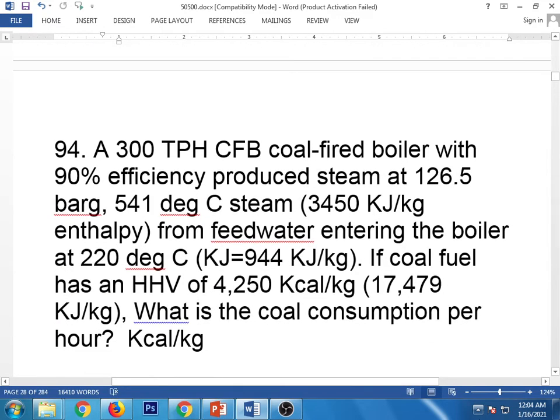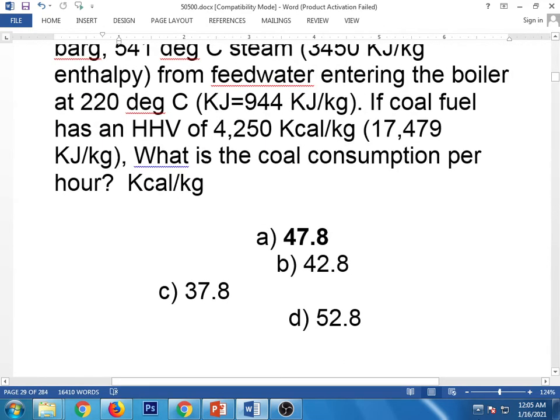A 300 mtph CFB coal-fired boiler with 90% efficiency produces steam at 126.5 bar, 541 degrees Celsius, or 3,450 kilojoule per kilogram enthalpy. From feed water entering the boiler at 122 degrees Celsius, enthalpy is equal to 944 kilojoule per kilogram. If coal fuel has an HHB of 4,250 kilocalorie per kilogram, 17,479 kilojoule per kilogram, what is the coal consumption per hour? Answer: 47.8.